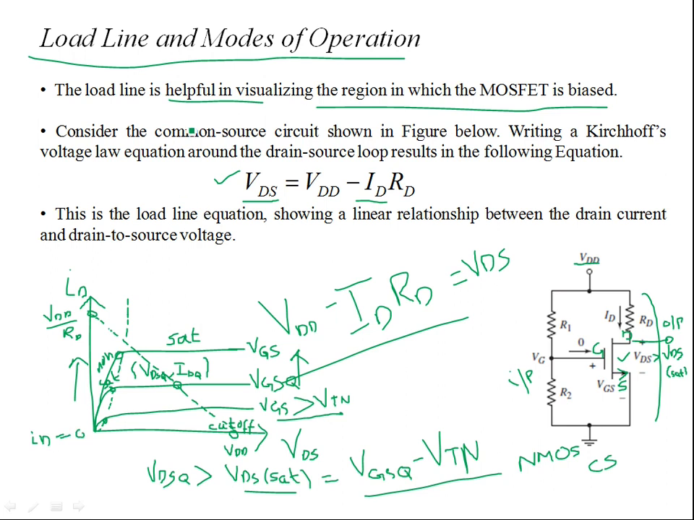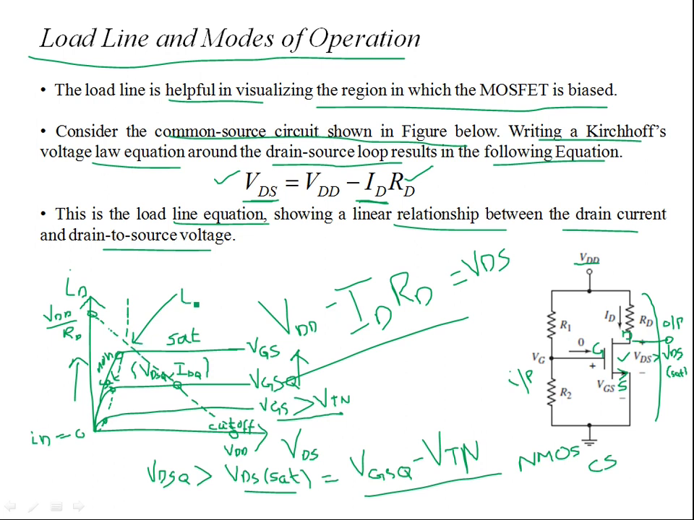So you see, if you consider this common source circuit, which is shown in the figure below, and write a Kirchhoff's voltage law equation around the drain source loop, this results in the following equation, which is a linear relationship of VDS and ID. This is VDS minus ID times RD, and that gives you VDD. So you can write this as such. This load line equation shows the linear relationship between the drain current and the drain to source voltage. So that's the idea behind the load line. This happens to be a load line.